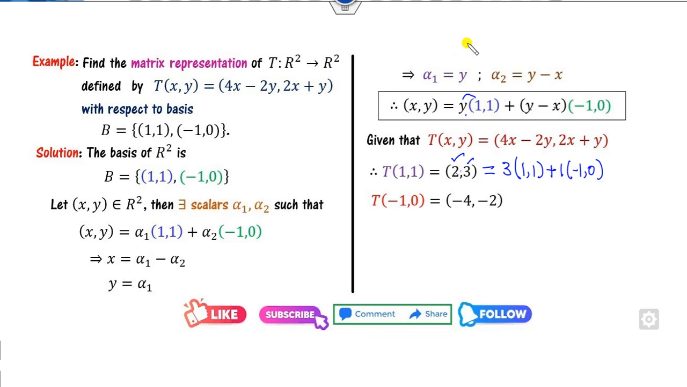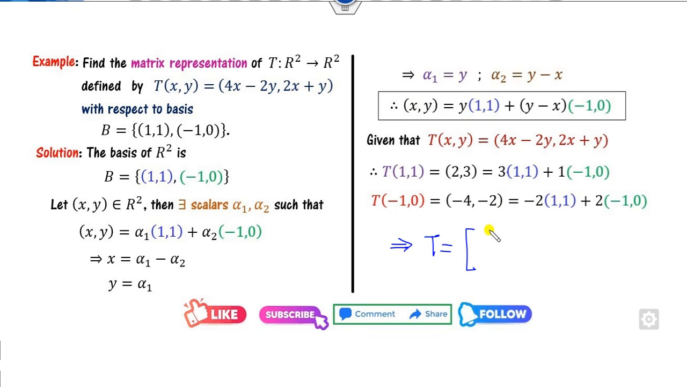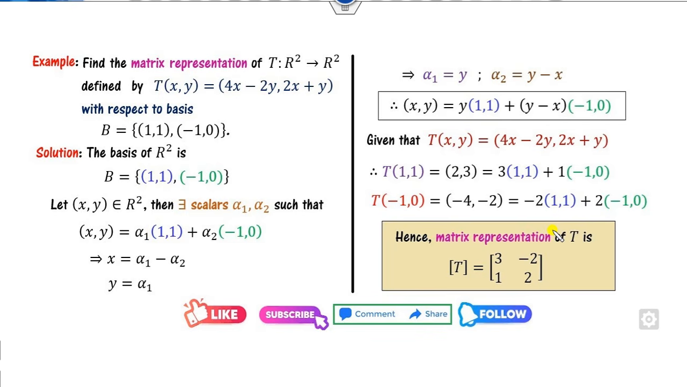Also you can see here, this is y and this is minus y plus x. The first part is x. Similarly, you can use this number and find these expressions. So what is the matrix representation? First number is 3, always written as a column matrix. Minus 2 and 2 is my right.